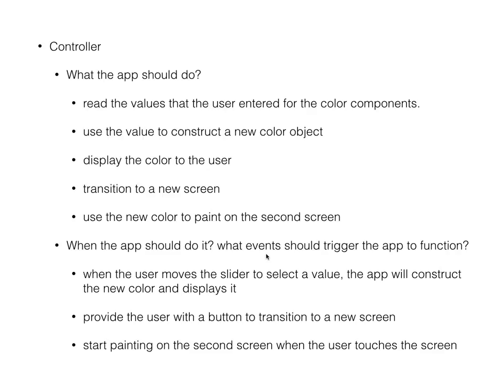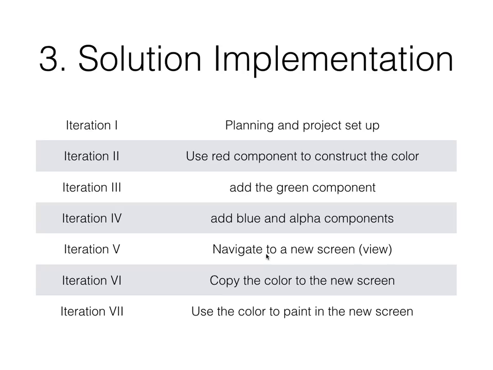When the app should do that, we have multiple events. We have built-in events when the view loads. We have when the screen transitions from one to the other. We call this the segue transition. And when the user makes a selection of a value, so we'll do that. And finally, if we do the painting, when the user touches the screen.